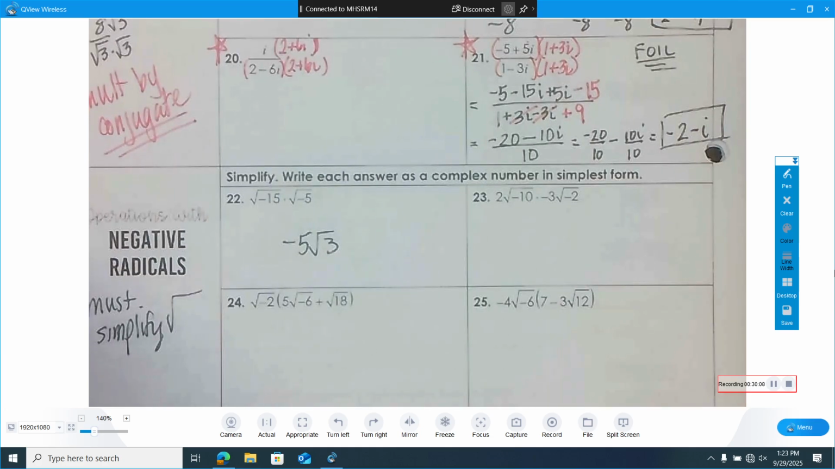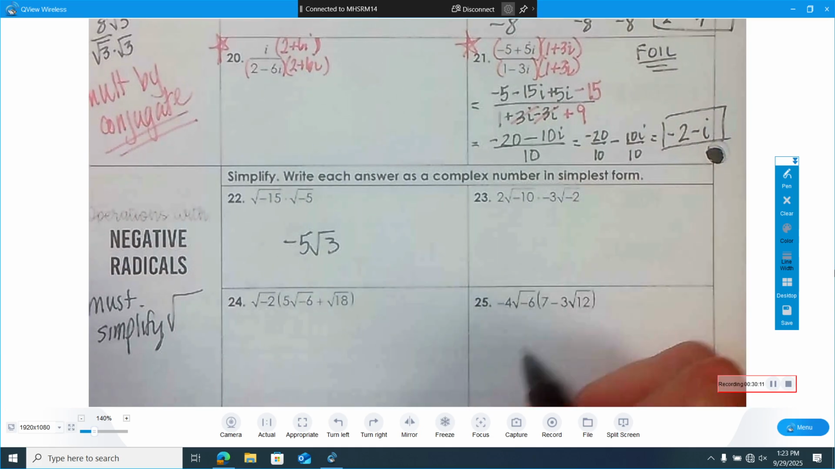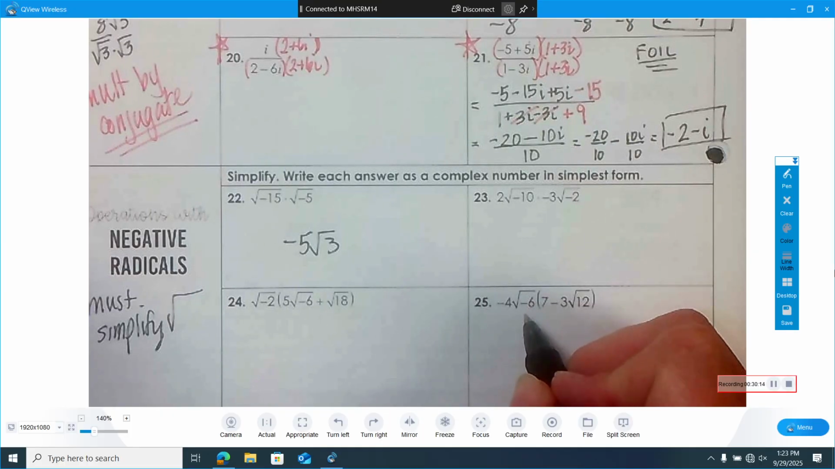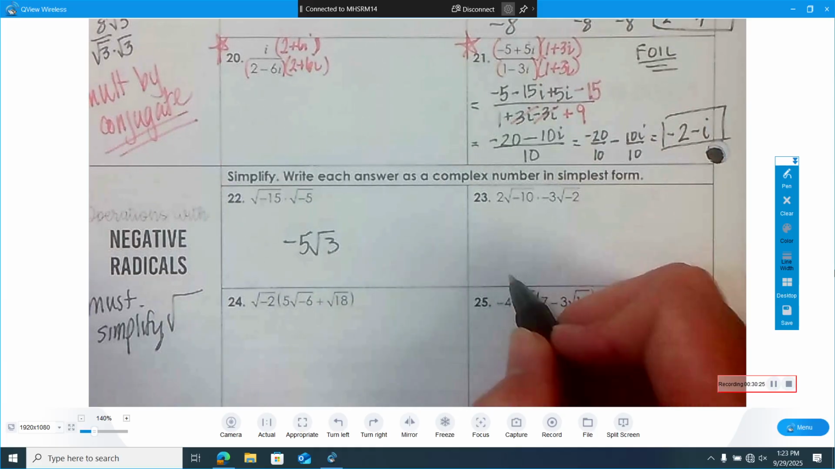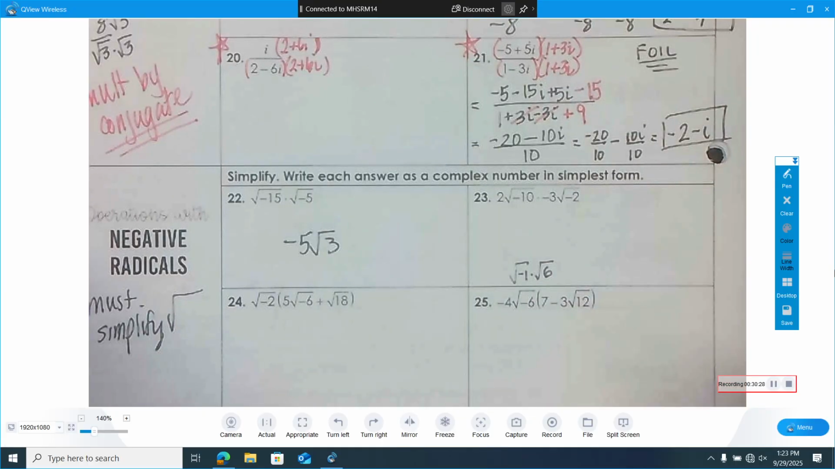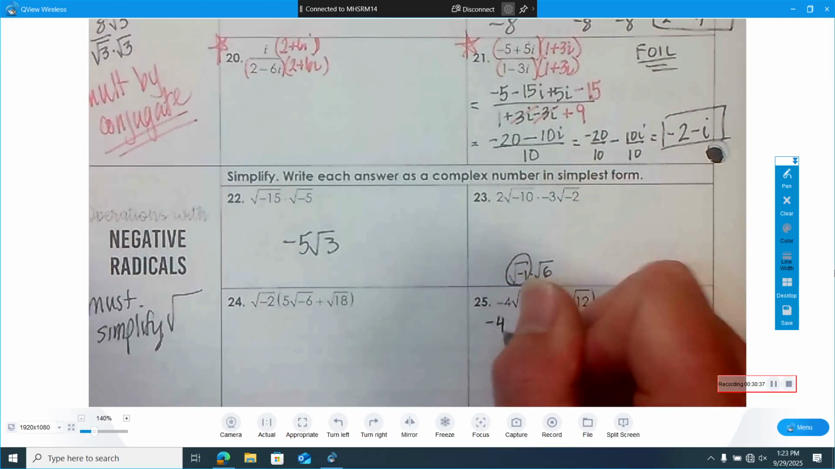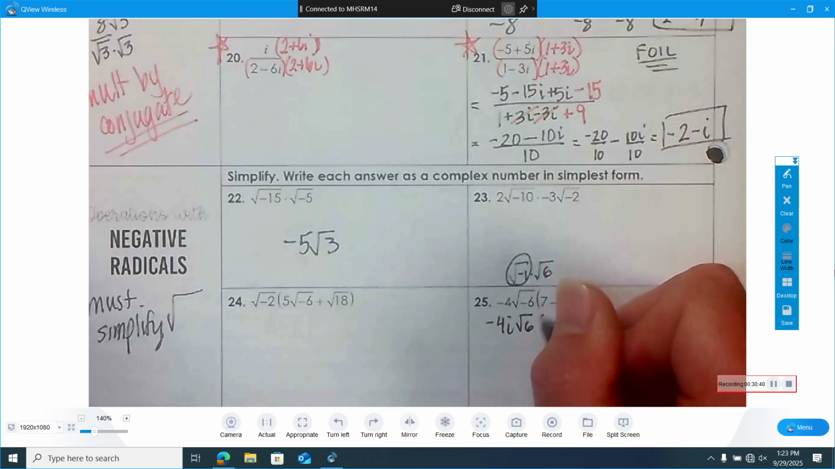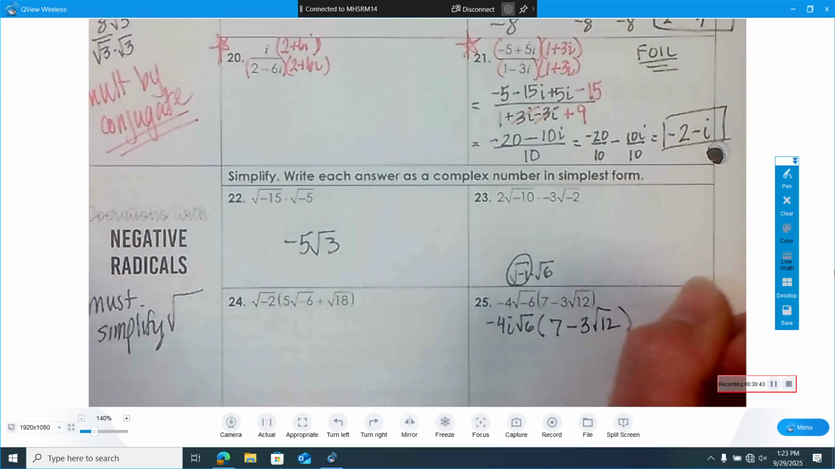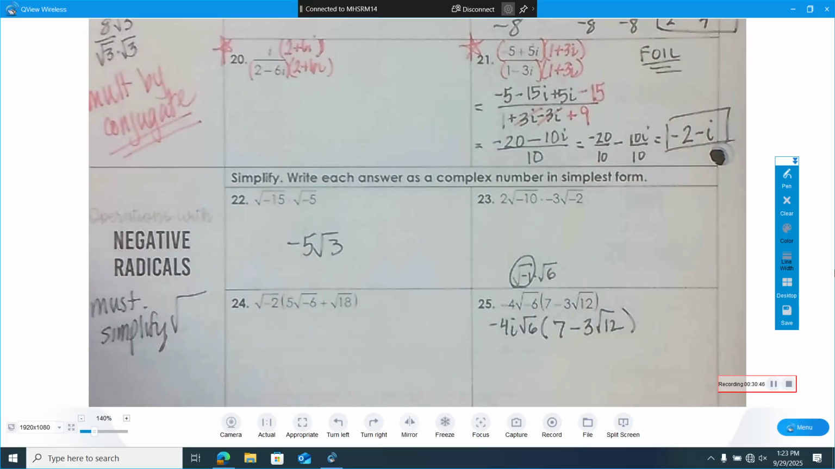Let's do number 25. First, I need to clean up these radicals. The square root of negative 6 simplifies as what? So we have the square root of negative 1 times the square root of 6. Just that square root of negative 1 comes out, the i comes out, that's all. So we have negative 4i radical 6 times 7 minus 3 root 12. So I had to clean up my negatives first. And now we can do what?